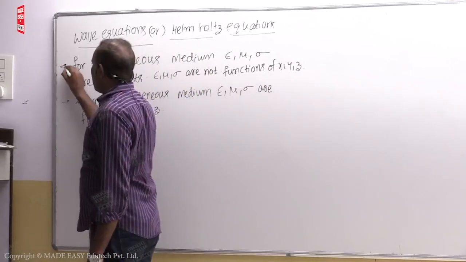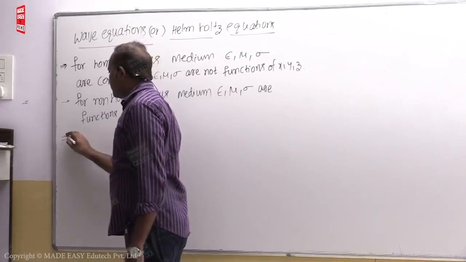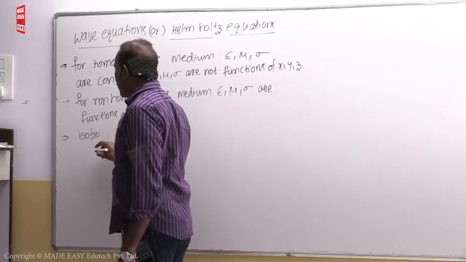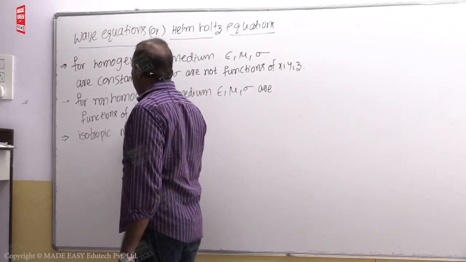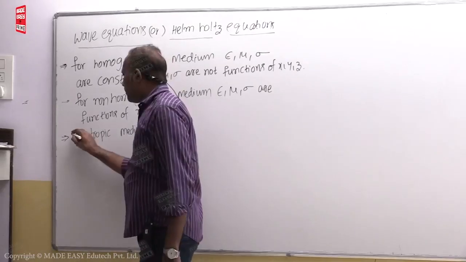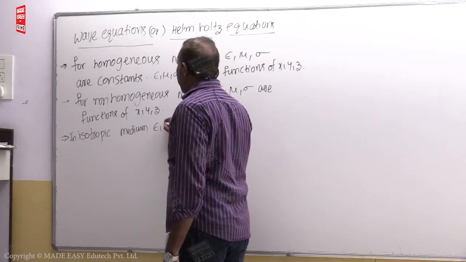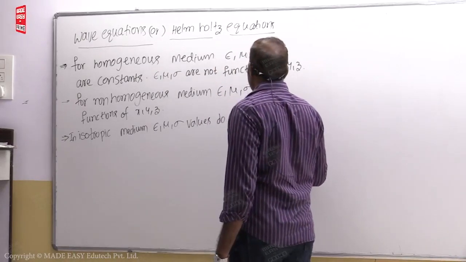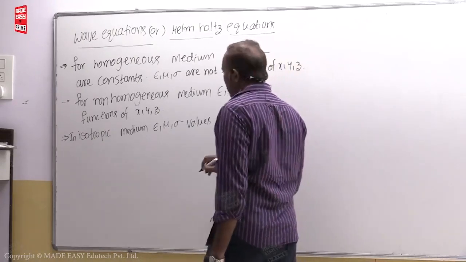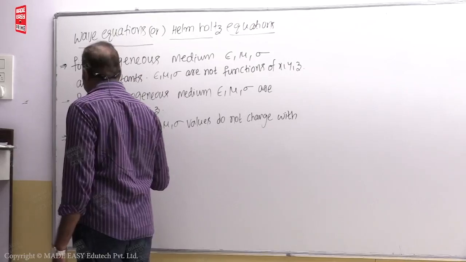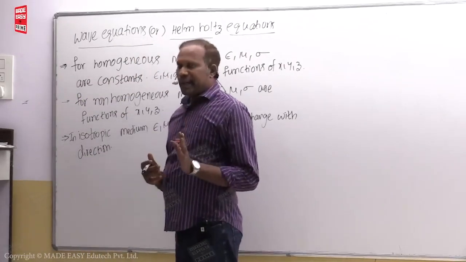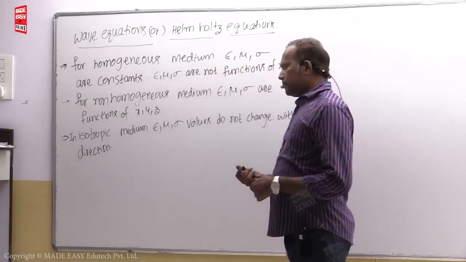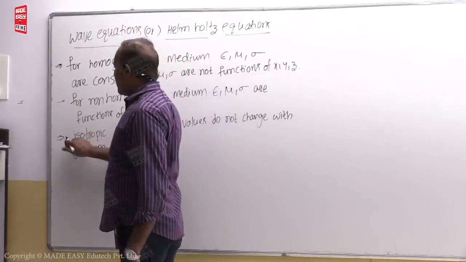Okay. Now, if you see isotropic medium, iso means same, tropo means direction. In an isotropic medium, epsilon, mu, sigma values do not change with direction. For example, in air medium, in any direction, x direction, y direction, z direction, these values are the same. That is called an isotropic medium.